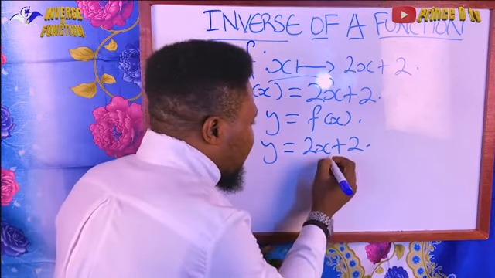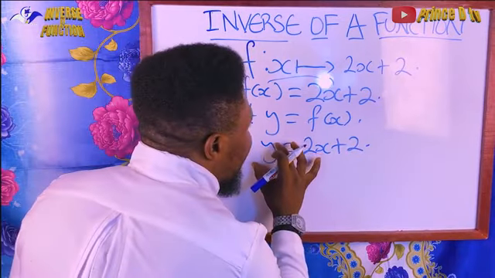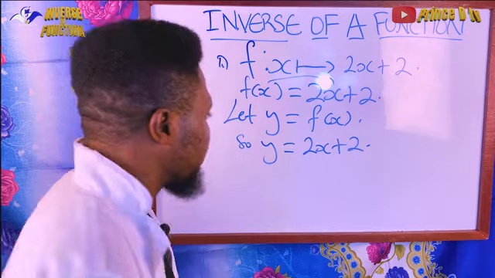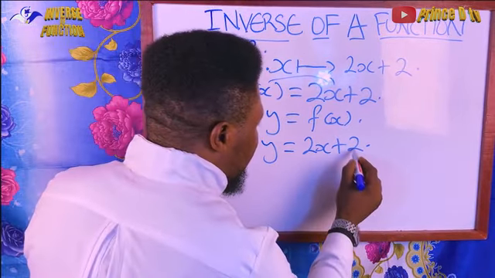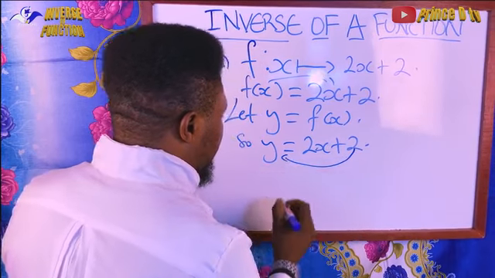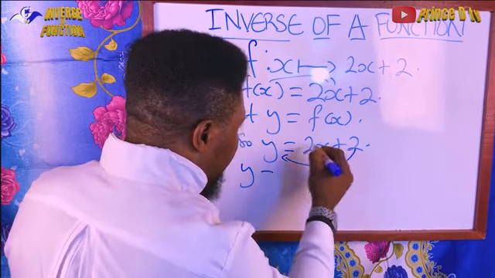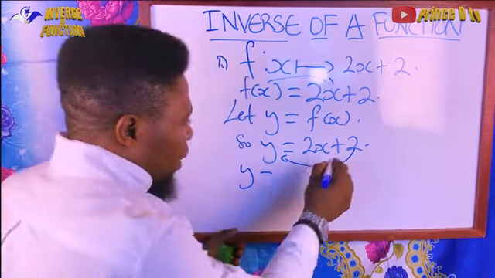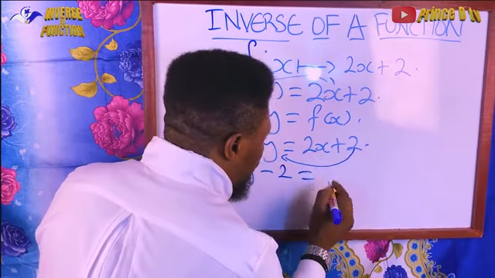Secondly, let's make x the subject. Our goal is to make x equal to something in terms of y. So, simple algebra. Remember, we can send this number this way. When a number crosses the equal sign, the sign changes. It is plus 2, and when it comes this way, it becomes minus 2. And we are left with 2x.